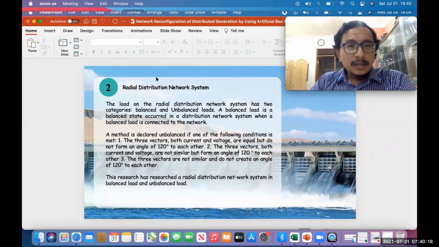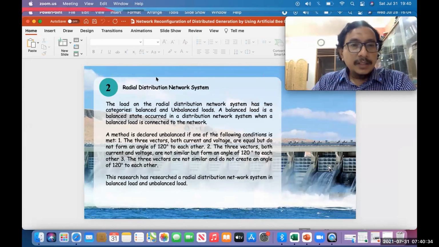The load on the radial distribution network system has two categories, balanced and unbalanced load. A balanced state occurs in the distribution network system when a balanced load is connected to the network. A system is declared unbalanced if one of the following conditions is met.